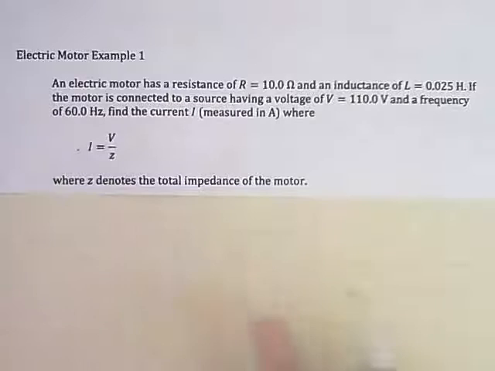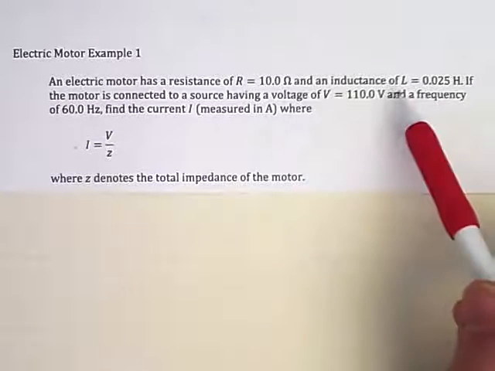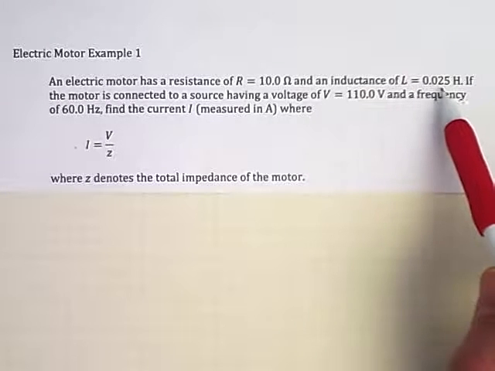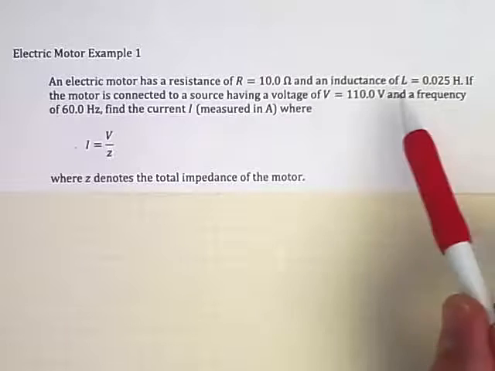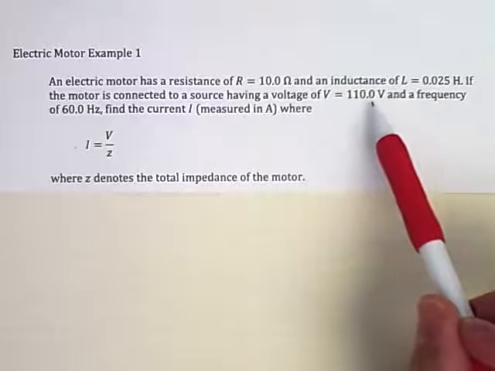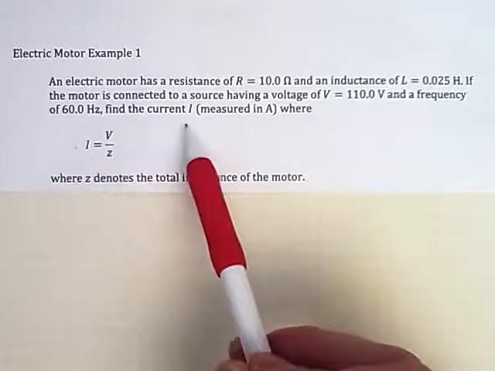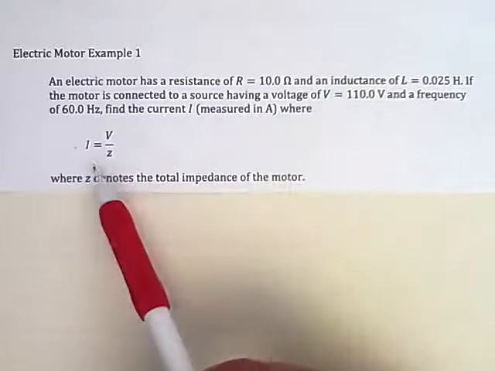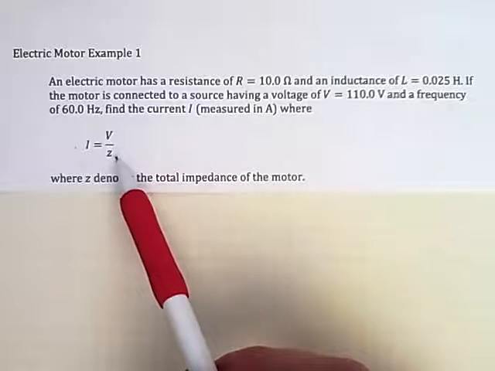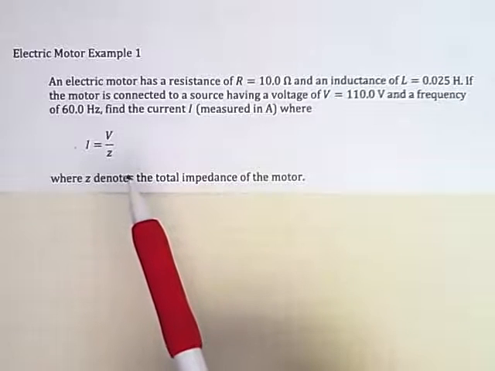Another complex numbers example, we have an electric motor. We're given this electric motor. It has a resistance of 10 ohms, an inductance of 0.025 henries. If the motor is connected to a source having a voltage V of 110 volts and a frequency of 60 hertz, and the current I measured in amps, where I is the voltage divided by Z, where Z denotes the total impedance of a motor.